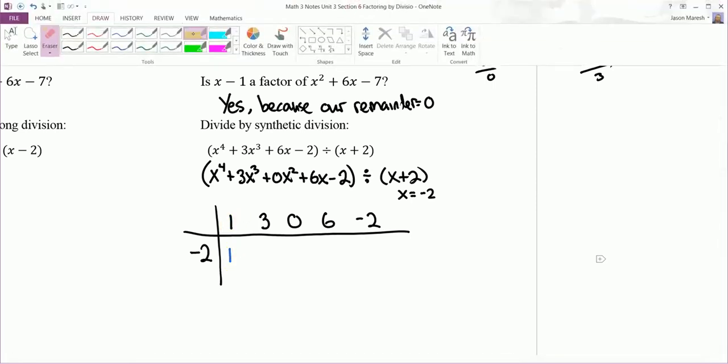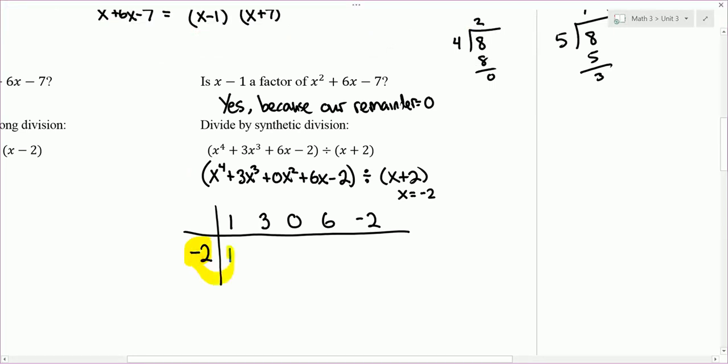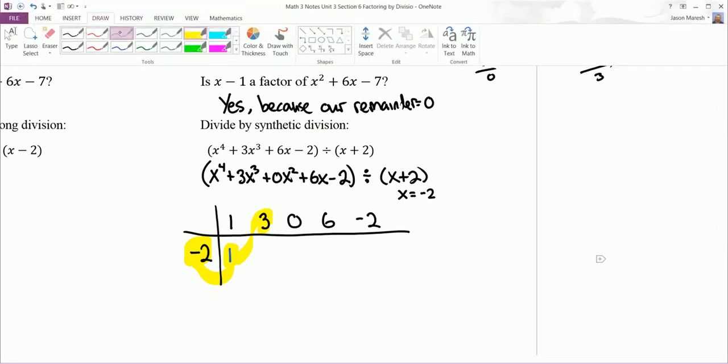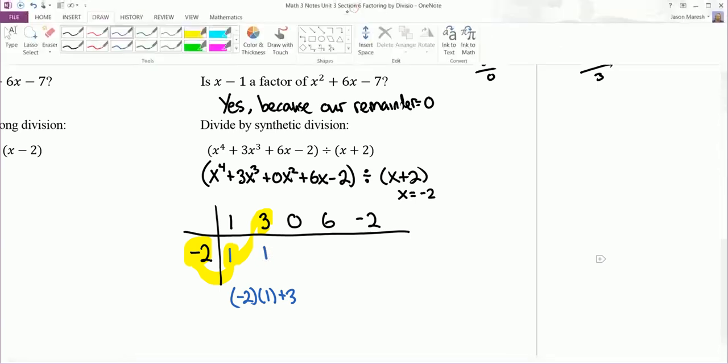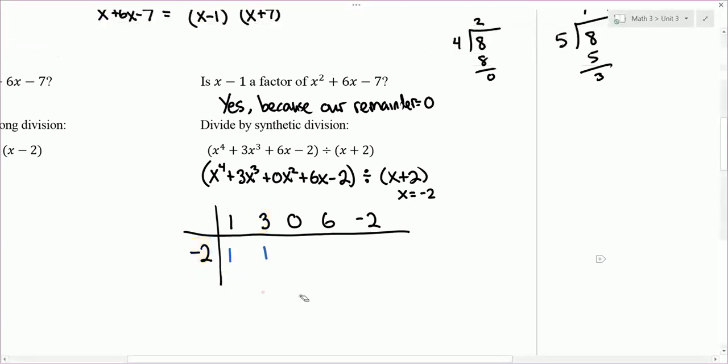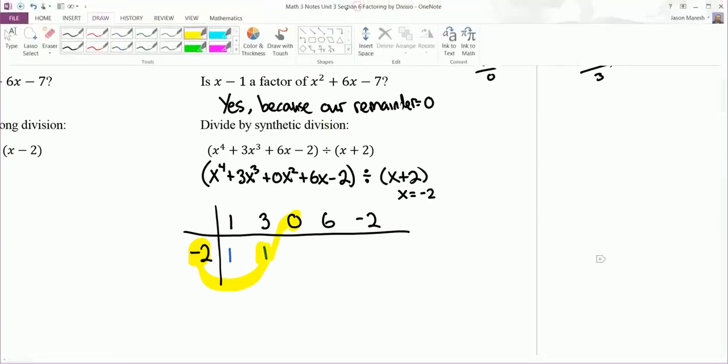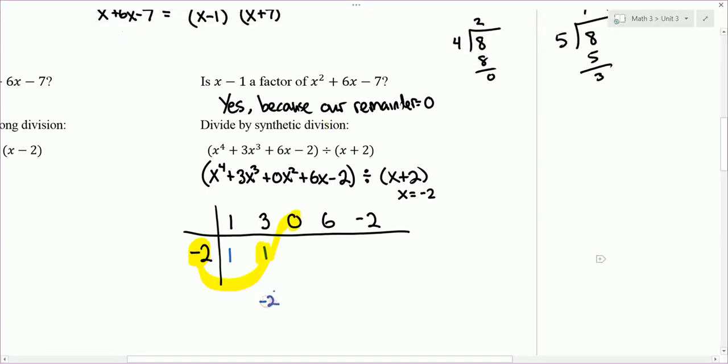And then take negative 2 times 1 and add it to 3. Negative 2 times 1 is negative 2, plus 3 gives you 1. And you put your answer here. Repeat that. Negative 2 times 1 plus 0 is negative 2.